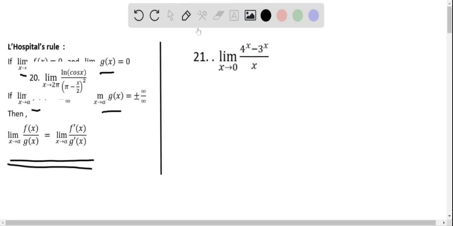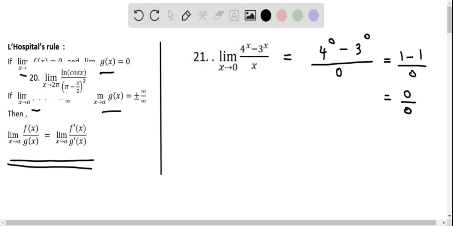Let's evaluate this limit. We have the limit as x approaches 0 of 4 power x minus 3 power x divided by x. So when we do the direct substitution, we get 4 raised to the power of 0 minus 3 raised to the power of 0 divided by 0. 4 raised to the power of 0 is 1, and 3 raised to the power of 0 is also 1, divided by 0. So we get 0 over 0, which is once again an indeterminate form. So we can use L'Hopital's rule.